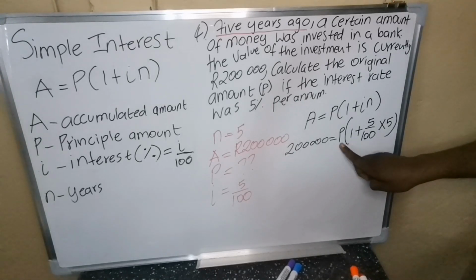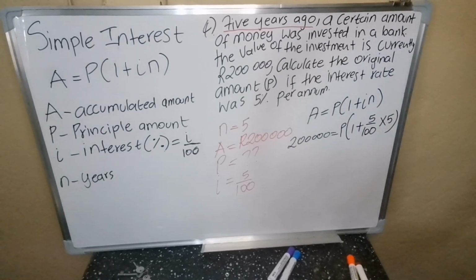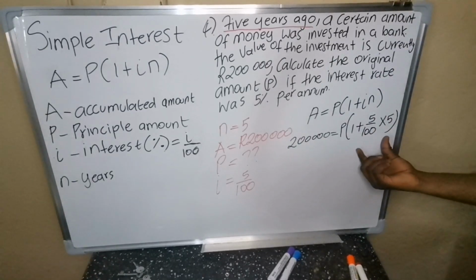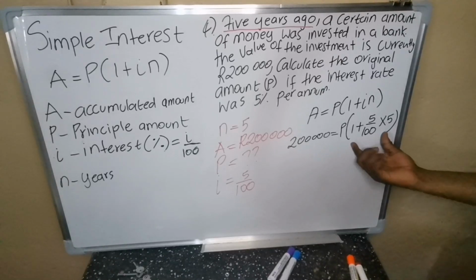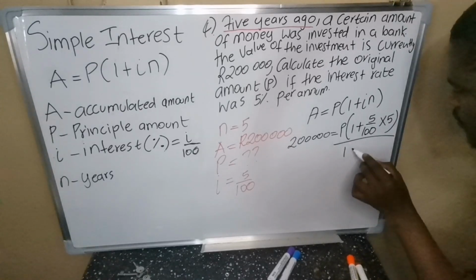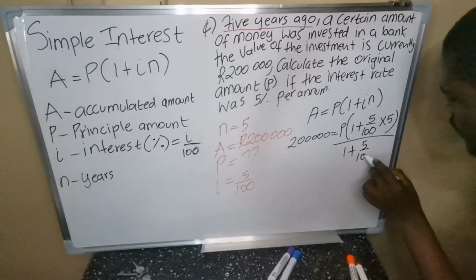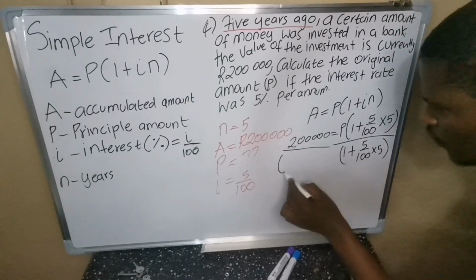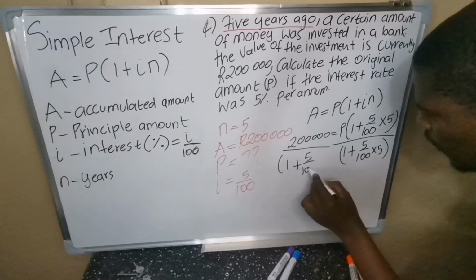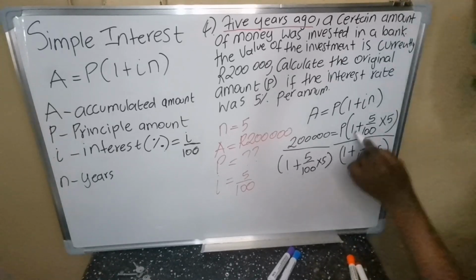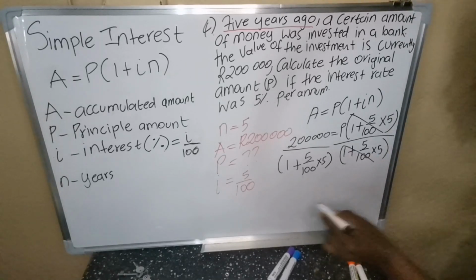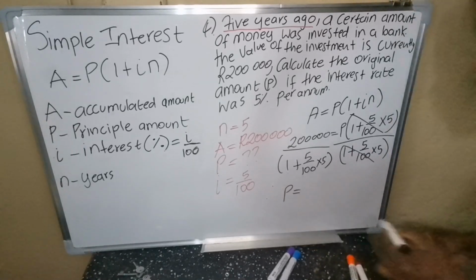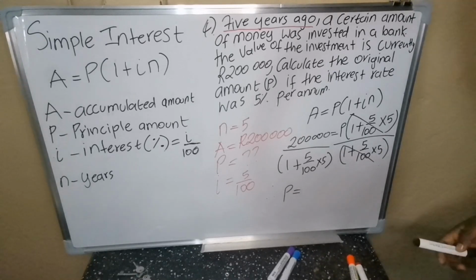Now, guys, for us to find P, we need to divide both sides by the constants. Between P and this bracket, which bracket is of constants? This one. Therefore, we're going to divide both sides by this bracket of 1 plus 5 over 100 multiplied by 5. Because we want to be left with P on one side. Therefore, this bracket will divide this bracket and be left with P. Therefore, the answer is 160,000 rand.